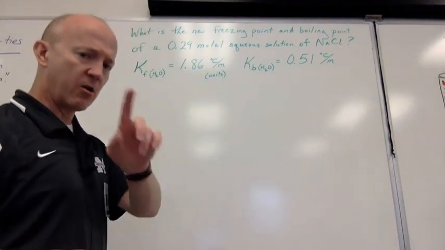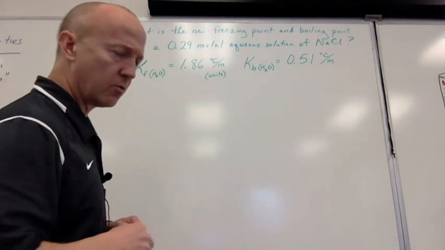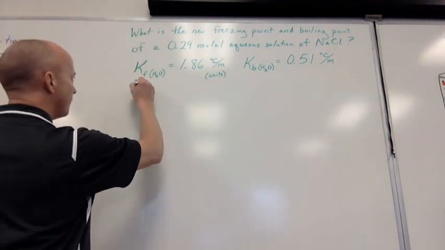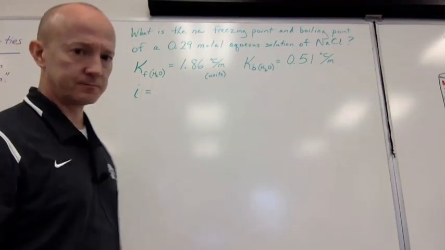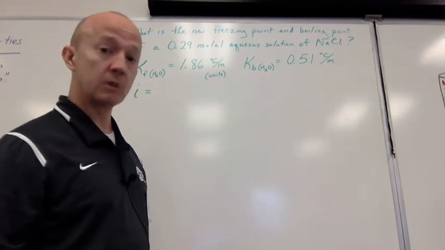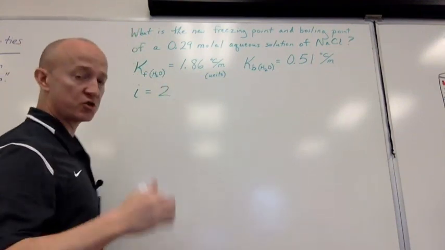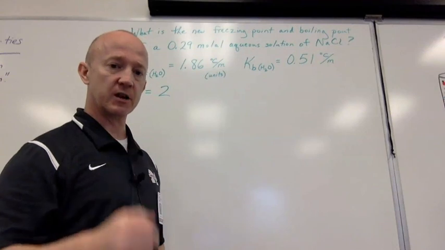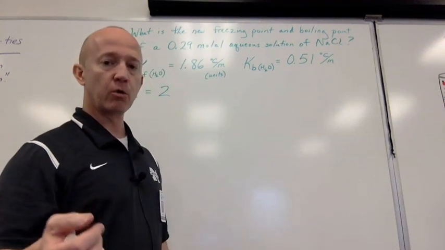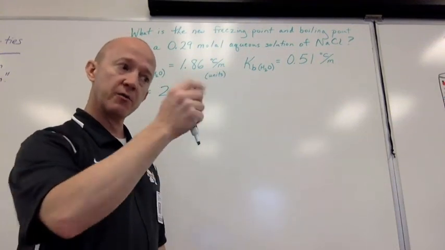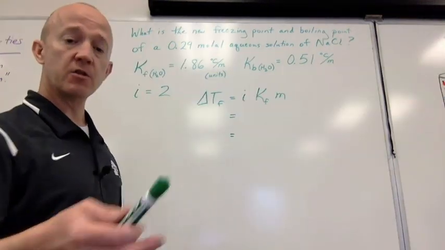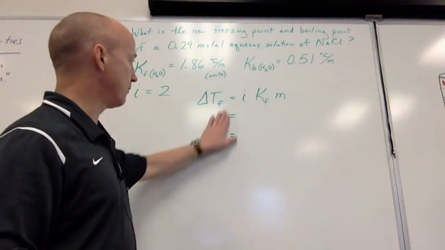All right? Now, if it's NaCl, what is our Van't Hoff factor? Right, 2. Van't Hoff factor is 2 because each sodium chloride formula unit gives us a sodium ion and a chloride ion. So 2 particles for every formula unit. So now that we have everything we need, let's solve the equation.